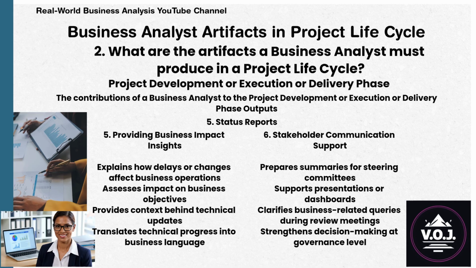5. Providing business impact insights. The BA explains how delays or changes affect business operations, assesses impact on business objectives, provides context behind technical updates, and translates technical progress into business language. 6. Stakeholder communication support. The BA prepares summaries for steering committees, supports presentations or dashboards, clarifies business-related queries during review meetings, and strengthens decision-making at governance level.